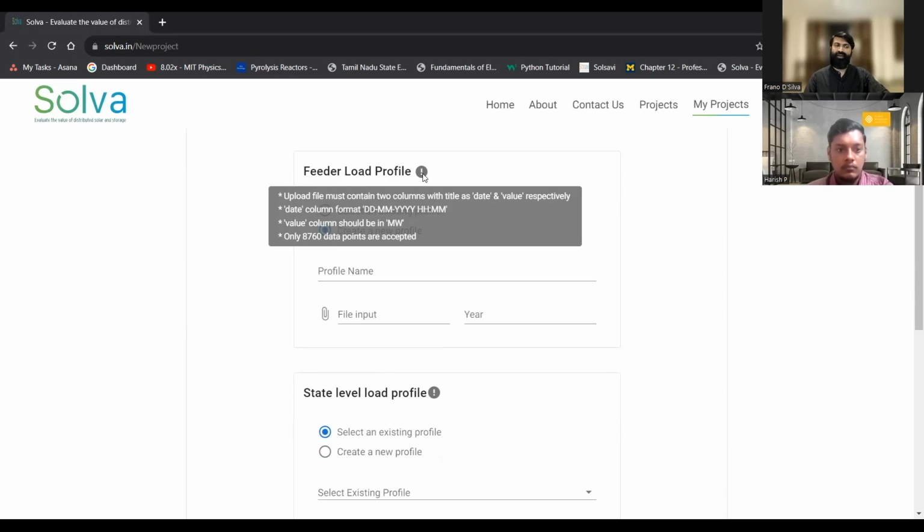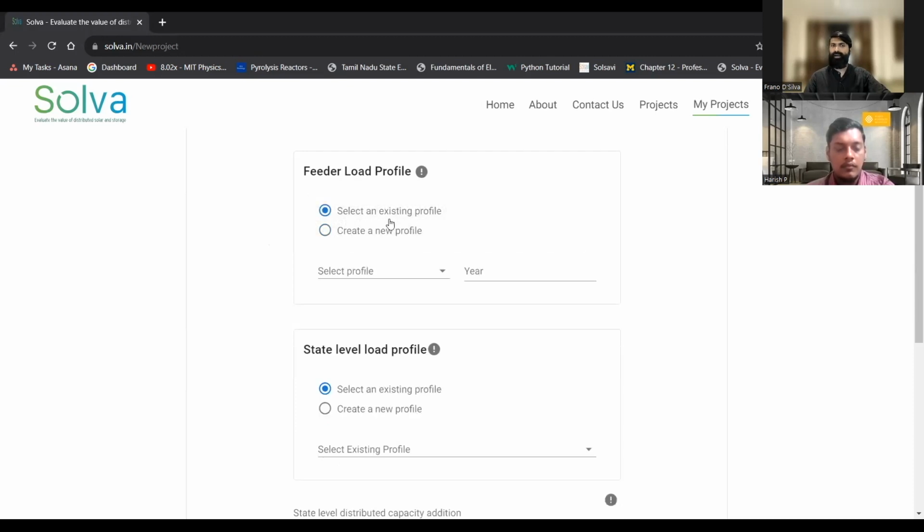This file should contain 8760 data points representing hourly load profiles for the whole year. In case you want to analyze a leap year, you would have 8784 points, and we would suggest eliminating the extra day and uploading only 8760 points, because otherwise you will find an error while uploading the information.